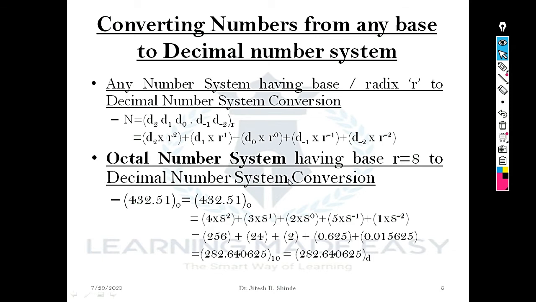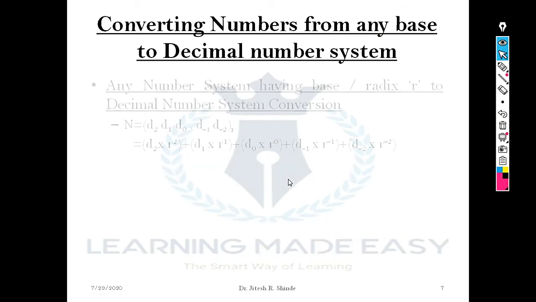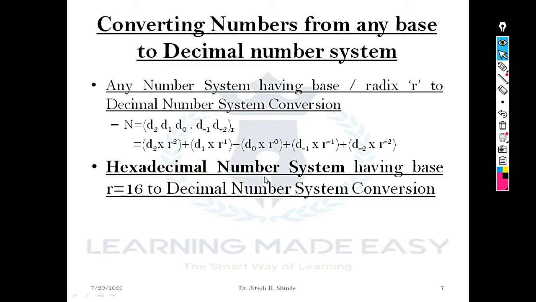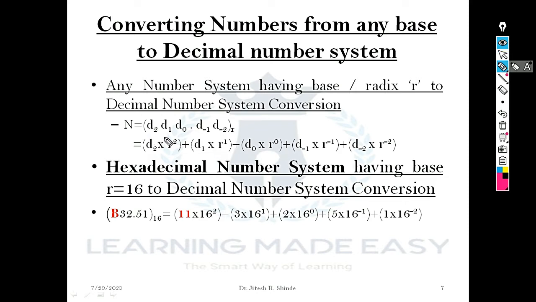Moving further, now let's see how we can convert the hexadecimal number into a decimal number system. Again, using the formula, capital N is equal to D2 D1 D0 dot D to the base -1 D to the base -2 having base R, that is D2 into R to the power 2 plus D1 into R to the power 1 plus D0 into R to the power 0 plus D to the base -1 into R to the power -1 plus D to the base -2 into R to the power -2.